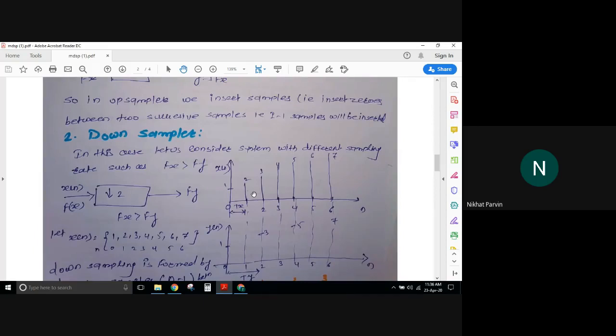In case of downsampling, what I am interested in is that my output is less and my input is more. How will I achieve that? I will go on increasing the distance between two samples. This is what my Tx is. Earlier the Tx was the same like this. Then I was saying that I want less time duration between the occurrence of successive samples. So what did I do? I inserted 0.5 also here, then 1.5, something like that. Here I have to expand the time interval.